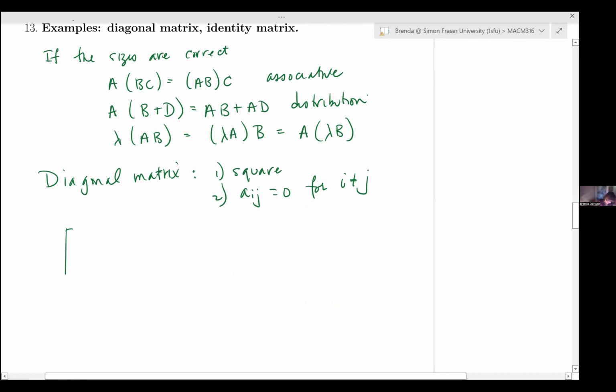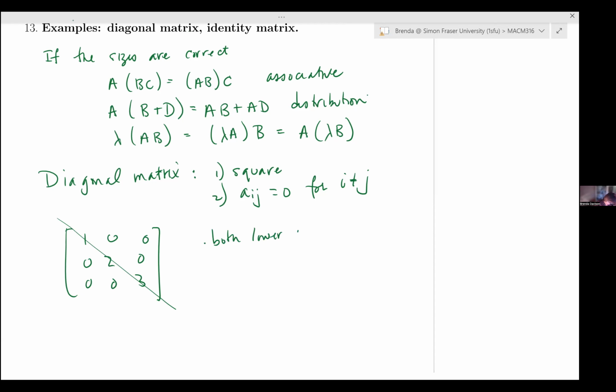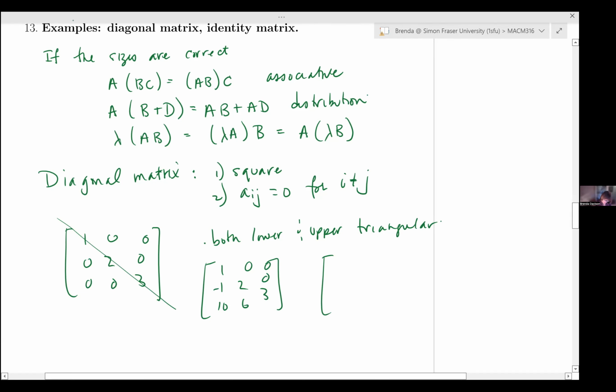And so it looks like this. There are entries just along the main diagonal. A diagonal matrix is both lower and upper triangular. Lower triangular looks like this: 2, 3, -1, 10, 6, 0, 0, 0. That's a lower triangular matrix. All the entries are on the diagonal or below.